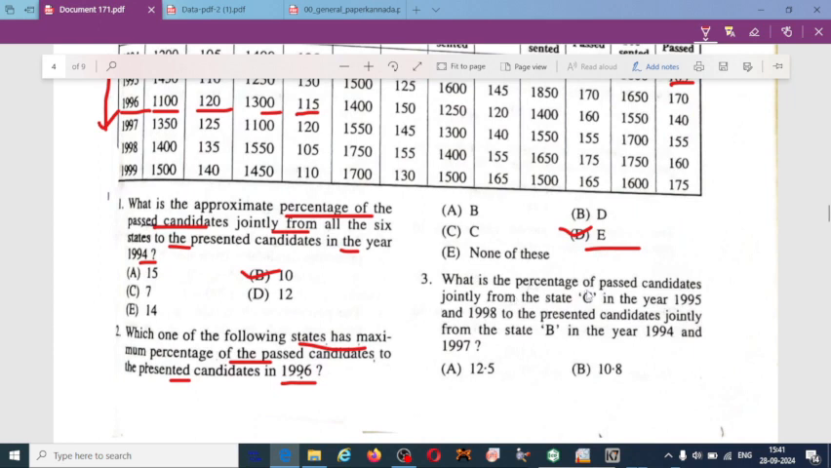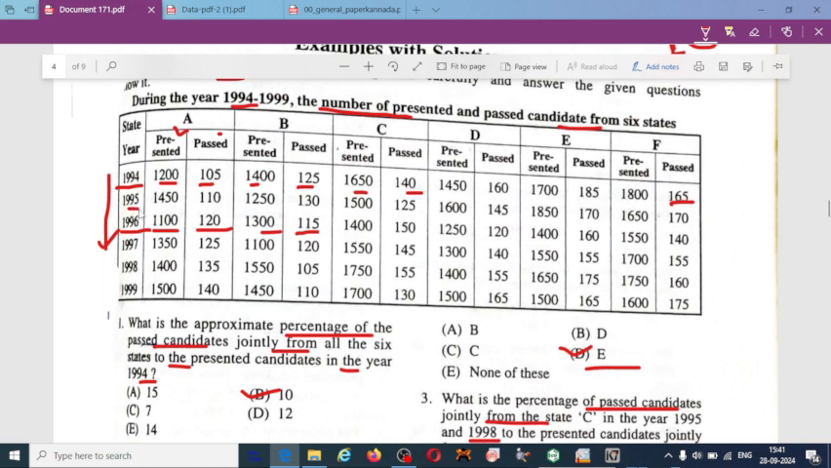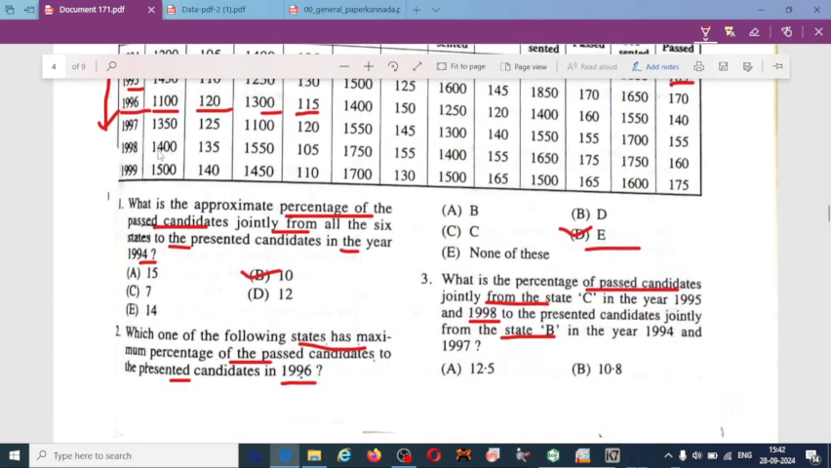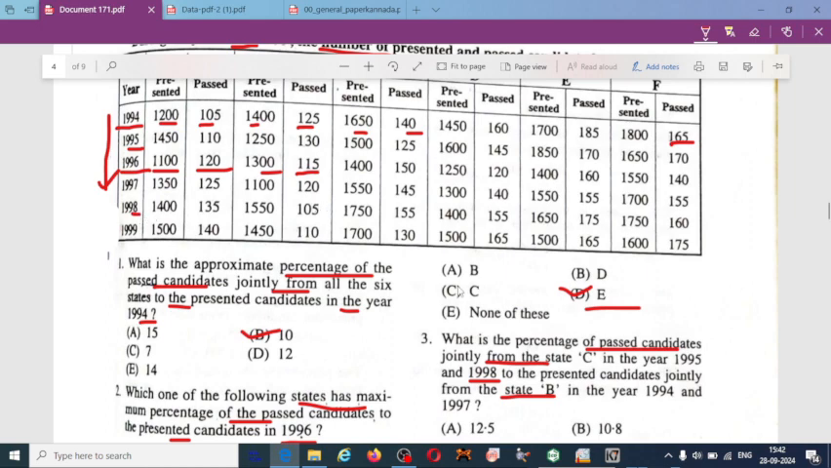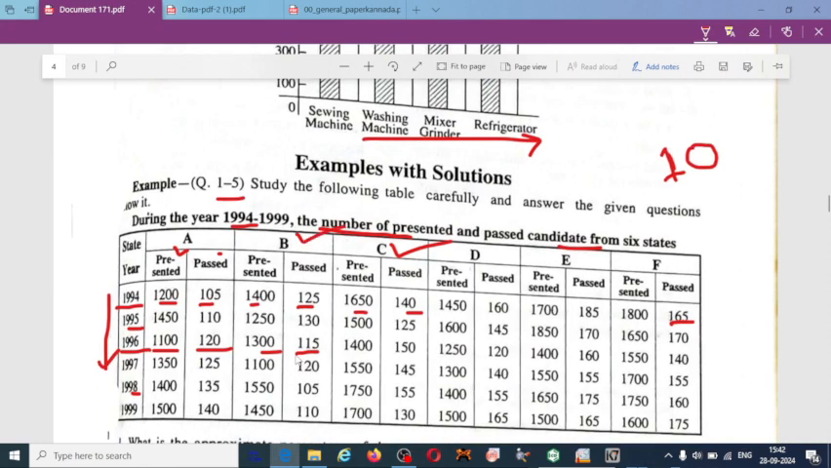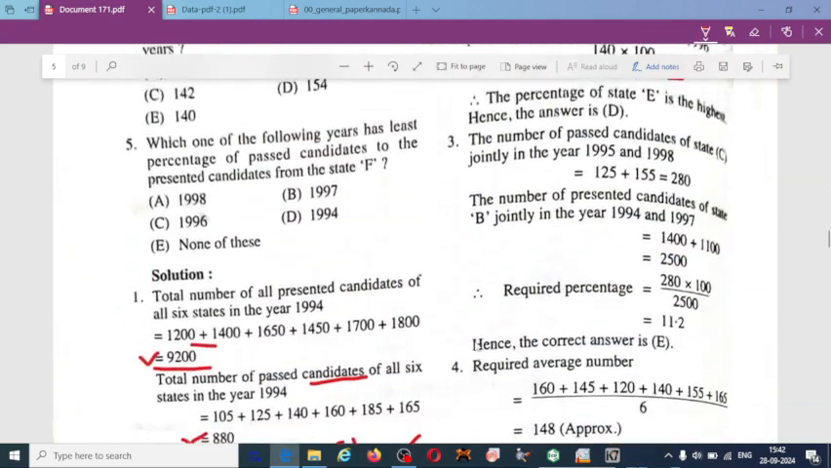Question number 3. What is the percentage of passed candidates jointly from state C in the years 1995 and 1998 to the presented candidates jointly from state B in the years 1994 and 1997? Here they have asked for the percentage of passed to presented candidates for the two years 95 and 98 for state C, and for the different years 94 and 97 for state B. You need to calculate jointly here. So let us solve this one.